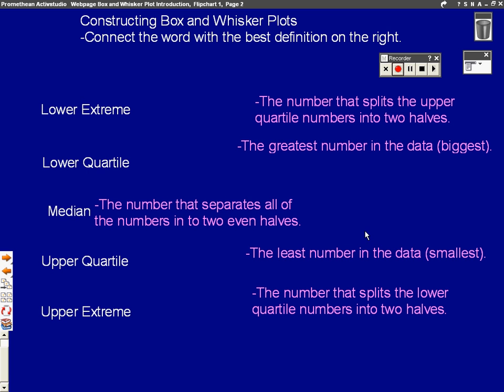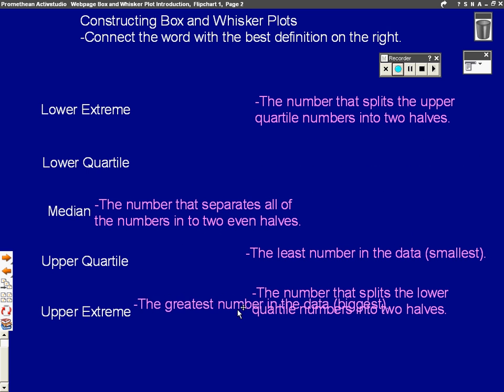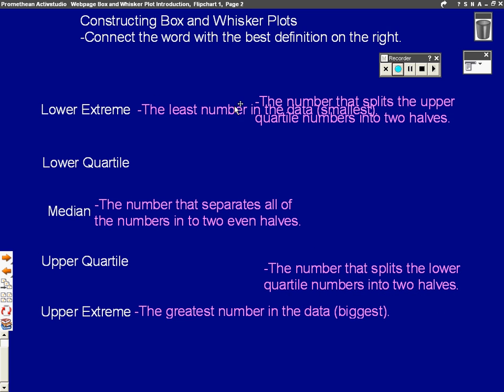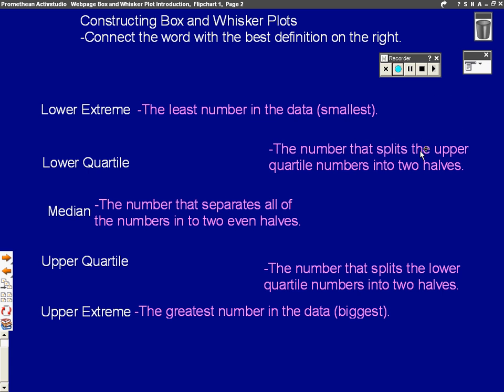Alright, next, I like to look at these words lower extreme and upper extreme. To me, I think about the smallest number and the biggest number. Let's see if that works out. The greatest number in the data set. Sure enough, I feel that's upper extreme. This one says the least number in the data. I think that's the best representation.